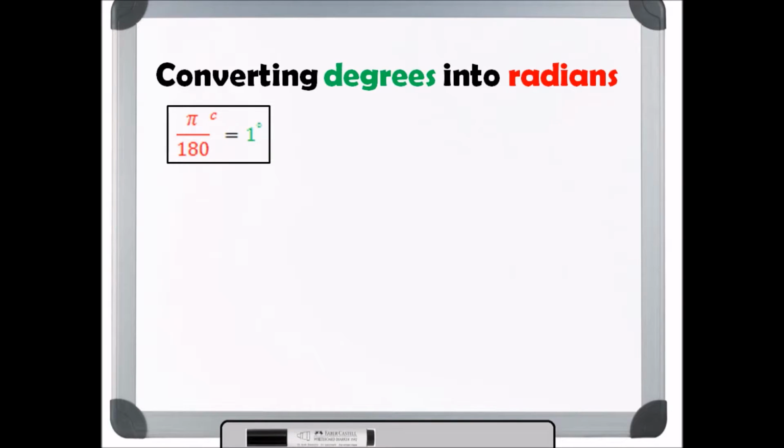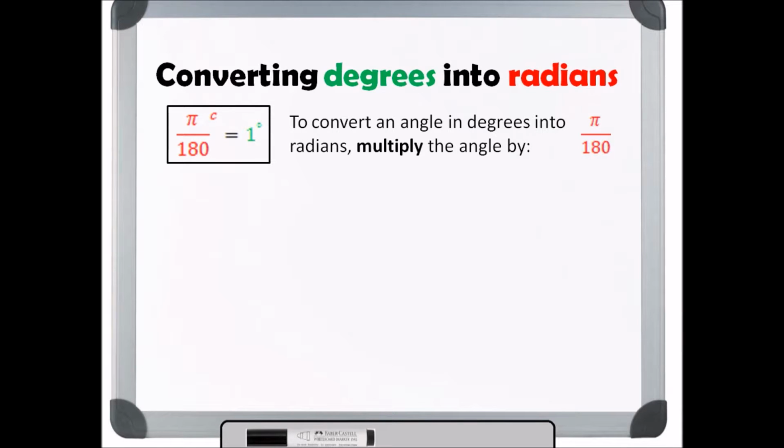Remember from the previous slide that 1 degree is equivalent to pi on 180 radians? So, to convert an angle in degrees into radians, you need to multiply the angle by pi on 180. Let's have a look at a few examples.